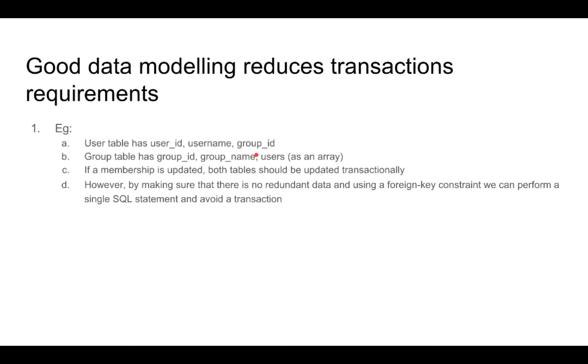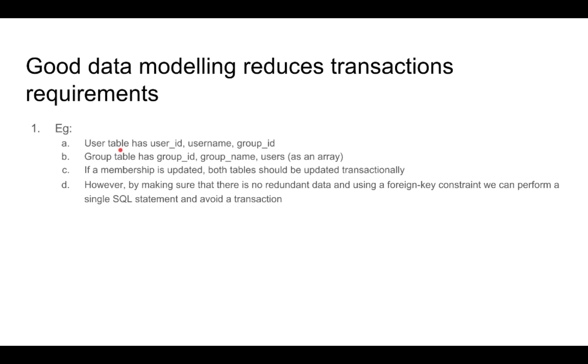So in this situation, if a membership is updated, let's say the group of a particular user is changed, not only do we have to update the user table and change the group ID, but we also have to go to the group table and update the users array. We have to do both of these operations transactionally. If we do one operation and the other operation does not go through, we'll have an inconsistent state and we won't know what the truth is. We won't know whether the group table has the true data or the user table has the true data.